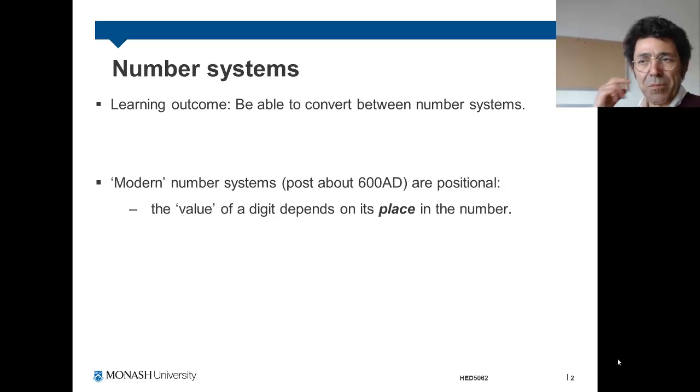Modern number systems are what are called positional. That is, the value of the digit depends on its place in the number.